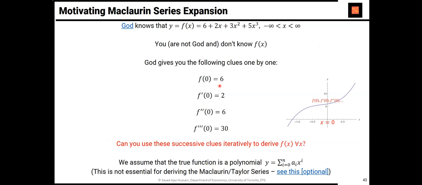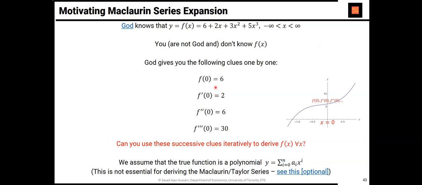Right? Now God gives you a second clue. Not only do I know the value of the function at x is equal to 0, which is 6, I can tell you the slope at the point 0 is 2. Just using these two facts, I want you to find out the shape of the function. And God keeps going. God gives you a second derivative at this point 0, and then asks you to find out the shape of the function. Keeps going. Tells you the third derivative at this point 0.